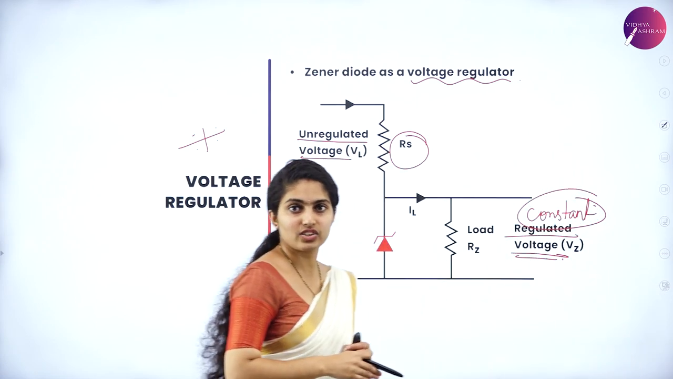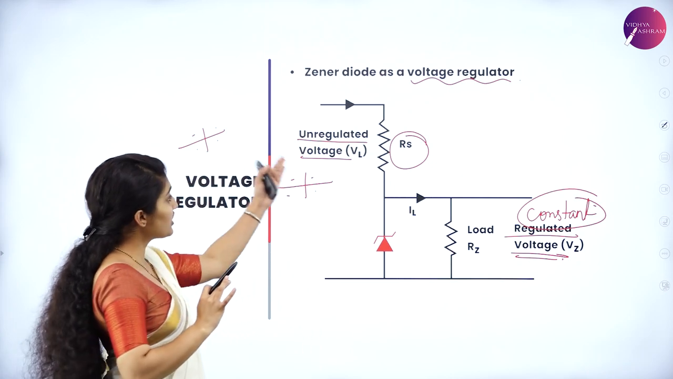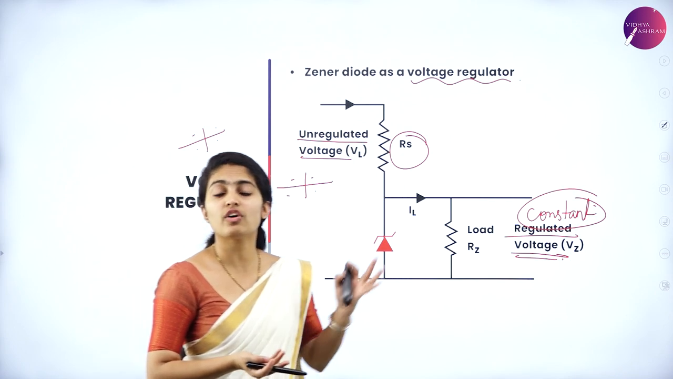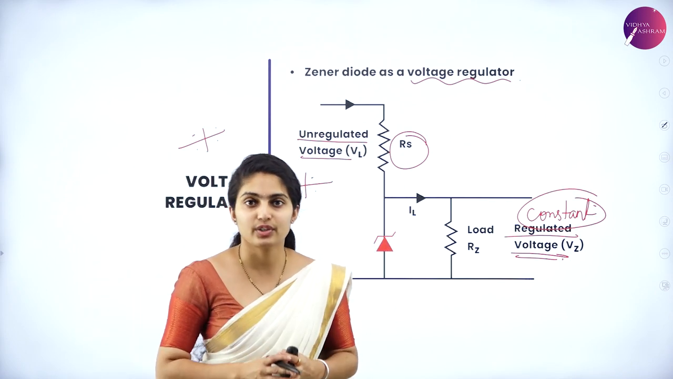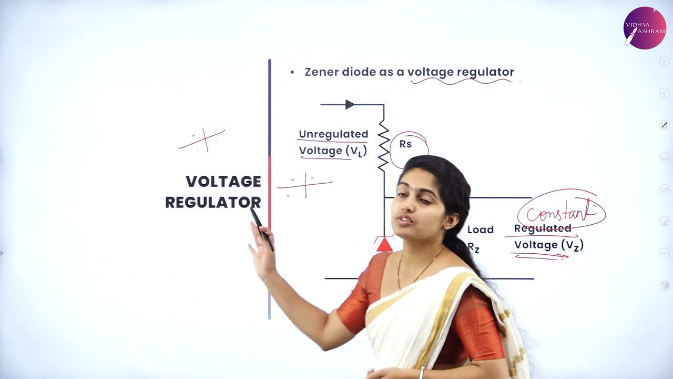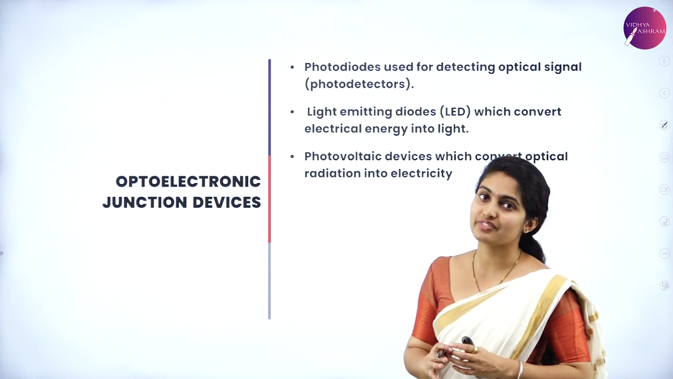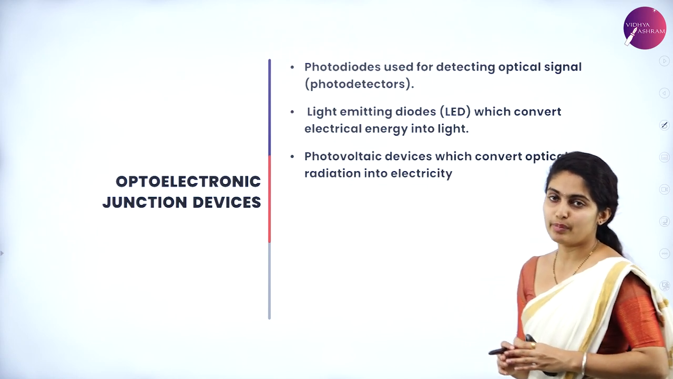Okay, RS, understood the resistance. So unregulated voltage has been converted to regulated voltage. That is by using what? It is by using Zener diode. Okay, so that is all about your Zener diode, which works as a voltage regulator, and Zener diode works in the reverse bias condition. You will have to remember it.